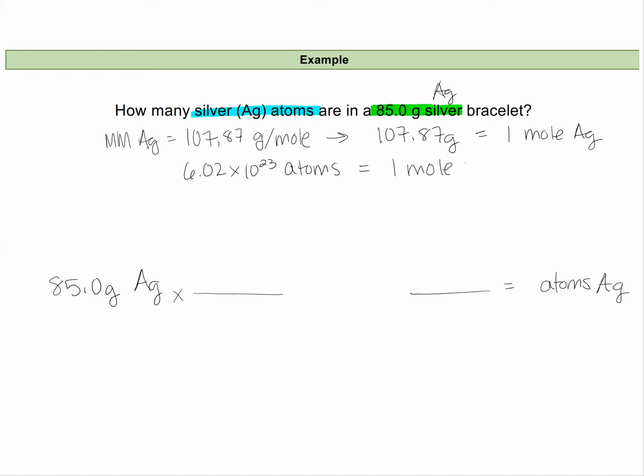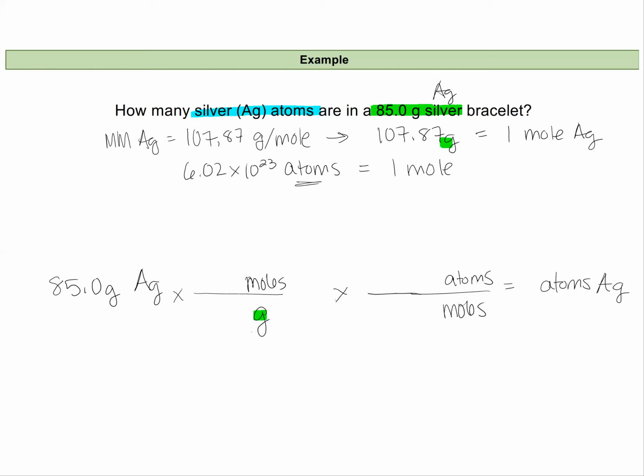I know I want to end up, no matter what, in units of atoms. So I put that on the top of my last conversion factor. And I know that no matter what, I want to get rid of my units of grams. So I put that on the bottom of my first conversion factor. Now, if I do this, I do have a conversion factor that has grams in it. It's that molar mass. So I know I can go from the mass to the number of moles of silver atoms that I have. Now, looking at the atoms, I also have that in a conversion factor. It's over here in my Avogadro's number conversion factor. So I can relate atoms to moles.